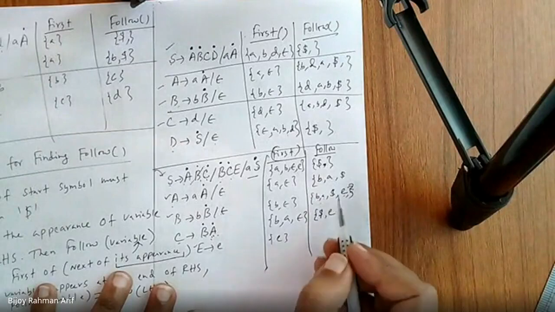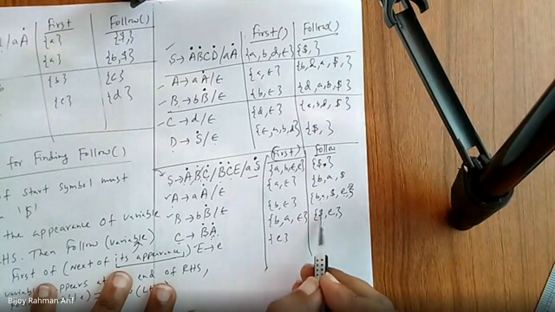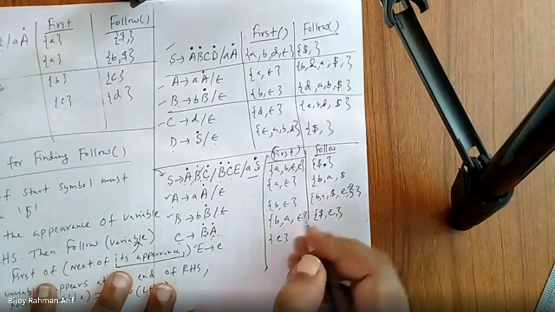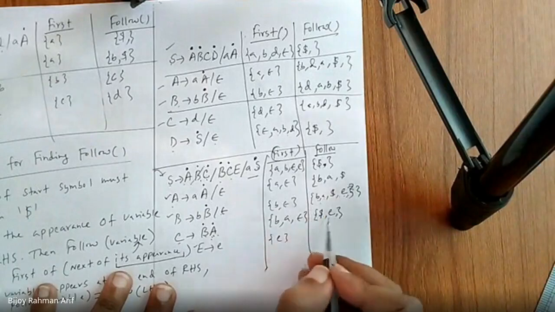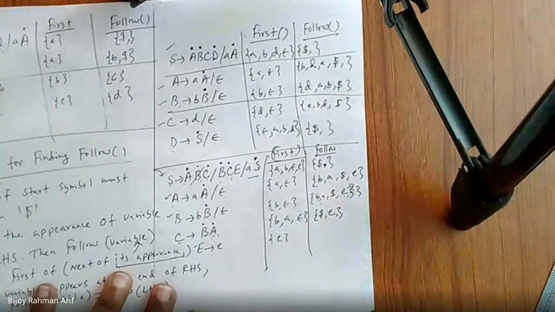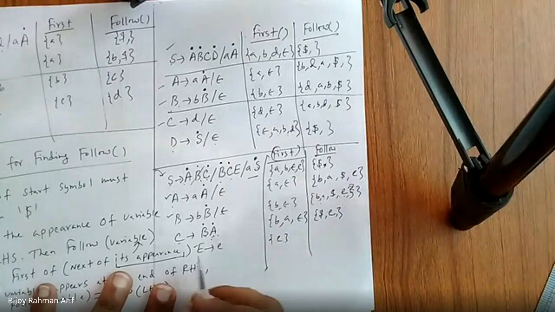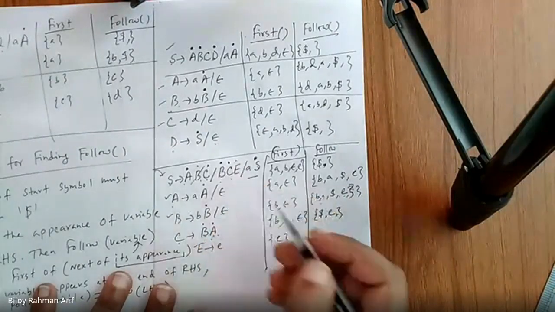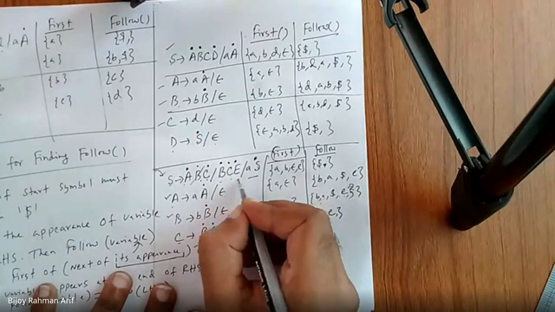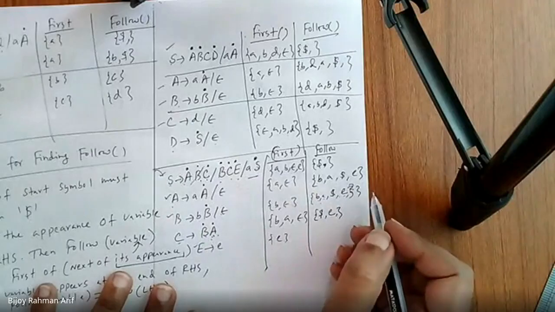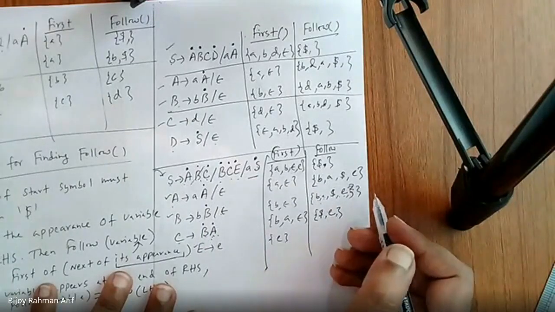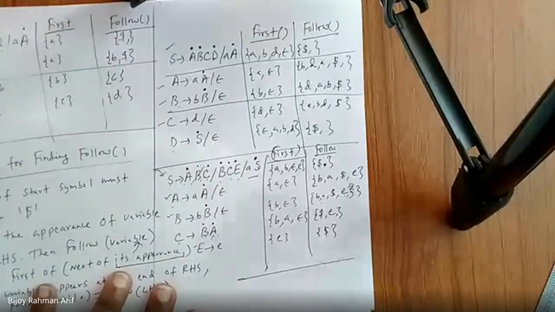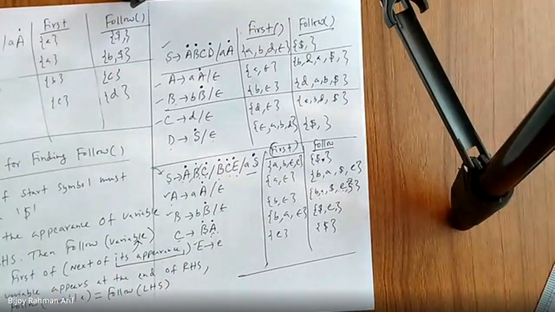Now let's check whether it contributes anything new or not. Dollar is there, E is there, so it is complete. Then E. What is E? E is over here, so it appears at the end. So it is nothing but follow of start, so it is nothing but dollar. Done. Is it complicated?